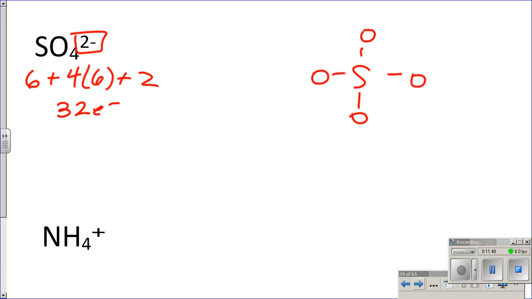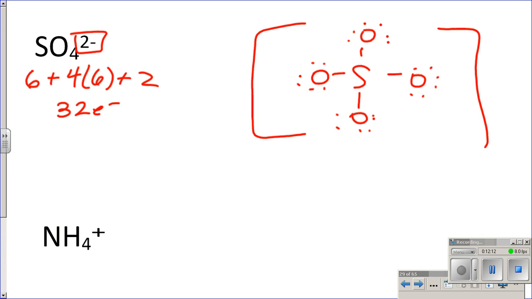So far I've used 8, so I need to put an octet on everybody else. So I'm adding electrons here. How many electrons have I used thus far? 32. I got 32 to work with, so I've used 32. The only thing that's different about an ion is you have to show me the ion charge by bracketing it off, like we did with our ionic stuff, and putting the 2 negative charge on the outside. It's the only thing that's different when you draw an ionic structure.